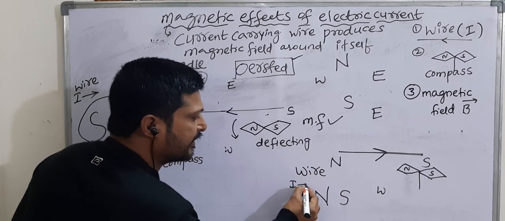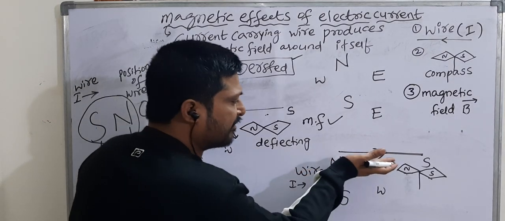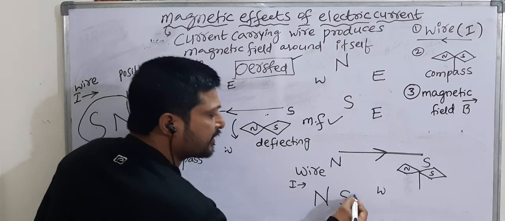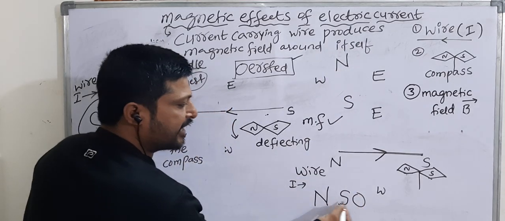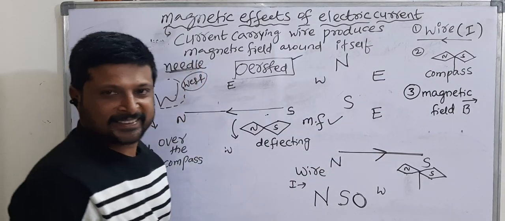current in Y. Next here, position of wire. The wire is over the compass. So, N, S. The wire is over the compass.